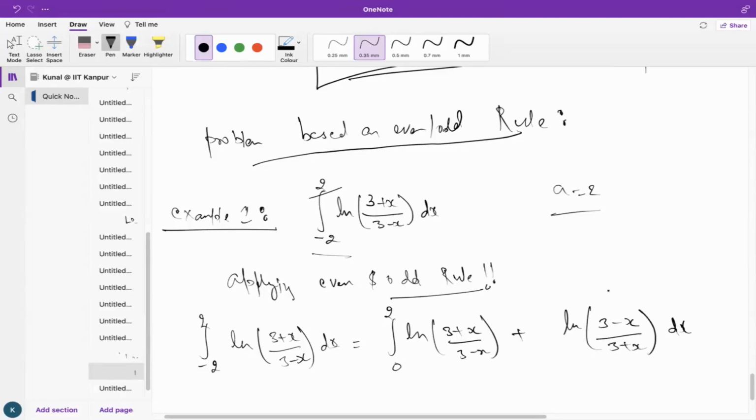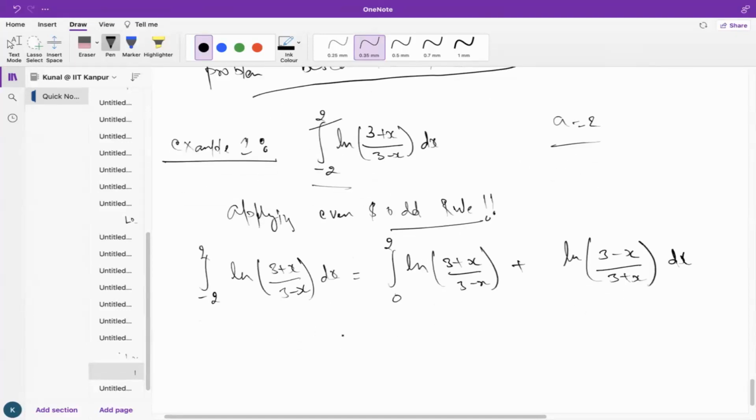I hope you all understand what I'm trying to say. So it will be integrating from 0 to 2 of ln (3 plus x) by (3 minus x), plus ln (3 minus x) by (3 plus x). If we apply some basic logarithmic property, if we take minus outside, this gets inverted. I'm trying to say that ln of 1 by f(x) is equal to minus ln of f(x).